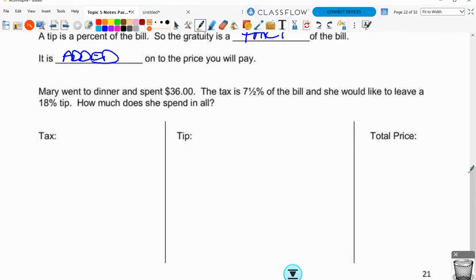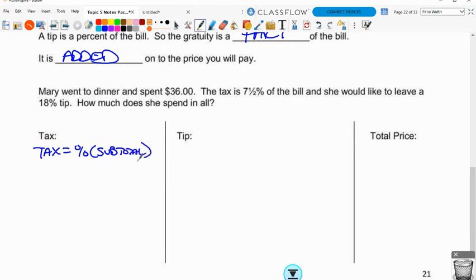Okay, so her dinner bill came to $36, but we have a 7.5% tax we need to figure out and an 18% tip that we need to figure out. And once we know both the tax and the tip, we can get the total price. Let's start with the tax. We know the tax equation. Tax is equal to a percentage of the subtotal.